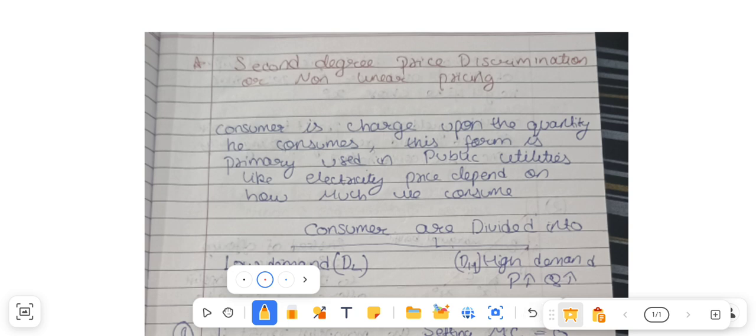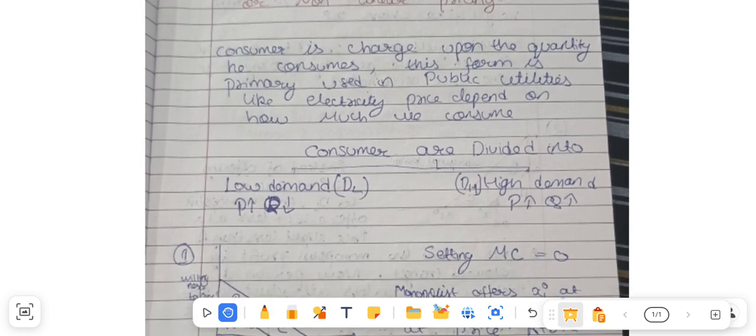This form is primarily used in public utilities like electricity, where the price depends on how much we consume. So here the charge is basically upon the quantity that we consume. The example is electricity. Now let us understand this.